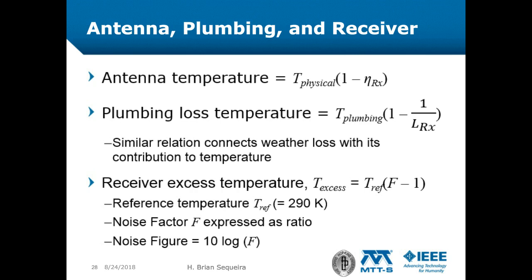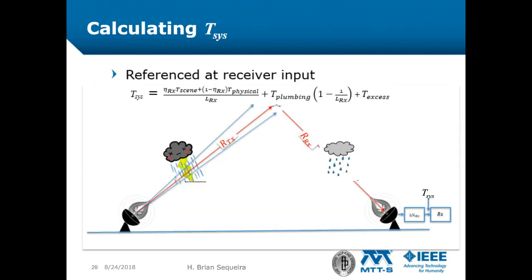The calculation of system temperature depends on its location in the system. The calculation represented by the equation above is referenced to the receiver input as shown. The scene and antenna temperatures are attenuated by the plumbing loss, and the plumbing and receiver add their own contributions. All of these contributions combine to give a system temperature and hence noise energy at the receiver input.